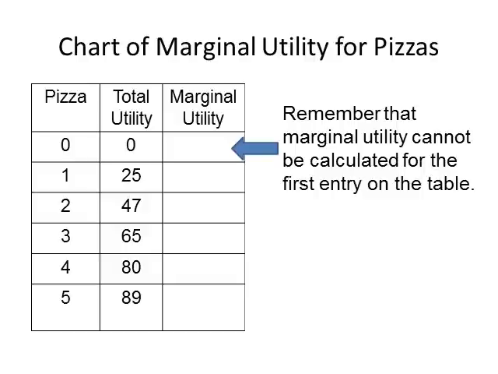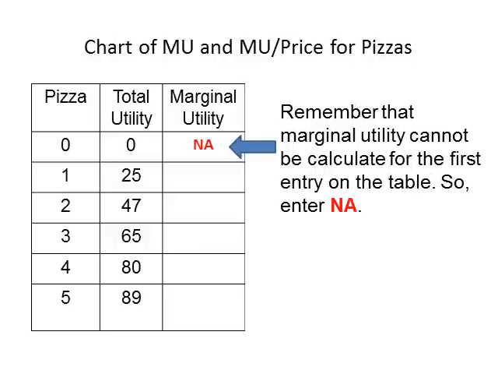Next, we need to calculate the marginal utility for pizza. As you may remember from the video on marginal utility, in order to calculate the marginal utility, there needs to be two levels of consumption and two levels of total utility. Since the first row has only one value to work with, NA will be placed into the first row of the marginal utility column.